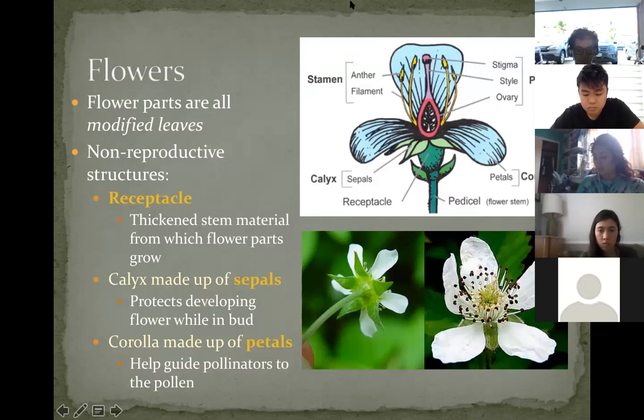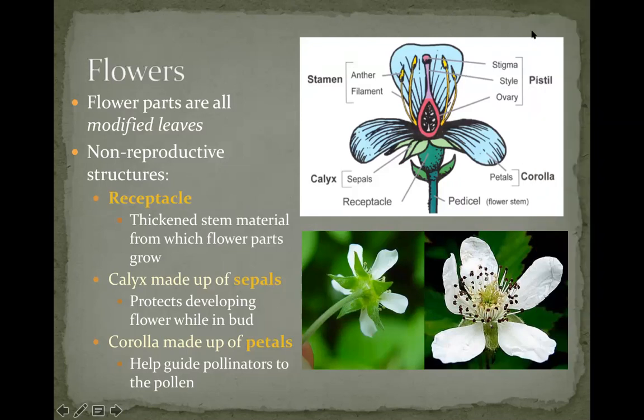Okay, but now we're going to go into flowers and the different flower parts. All flower parts are essentially modified leaves, and we have 3 different non-reproductive structures that we're going to be talking about. So we have the receptacle, which is this part right here that my cursor is on, and it's basically the thickened stem material from which the flower grows out of. You can almost think of it as an extension of the flower stem, which is the pedicel right here. But it's the part of the stem that the flower sits on. And then you have your sepals.